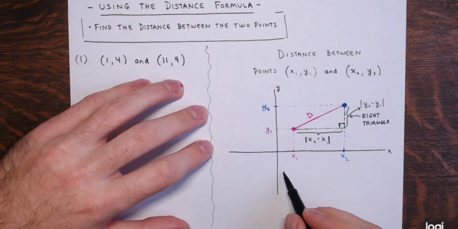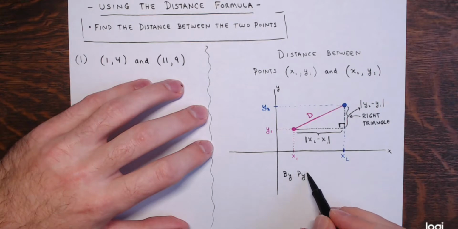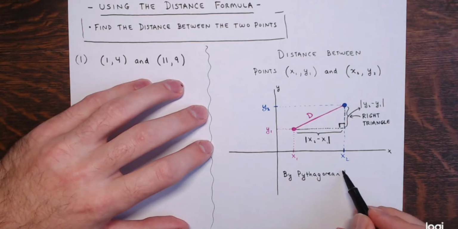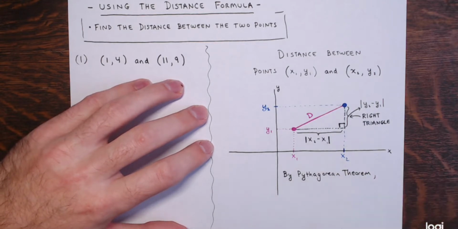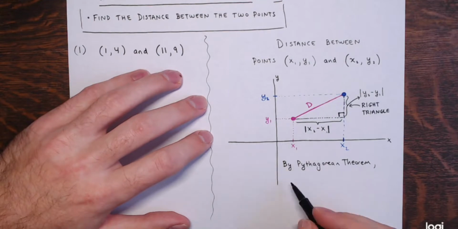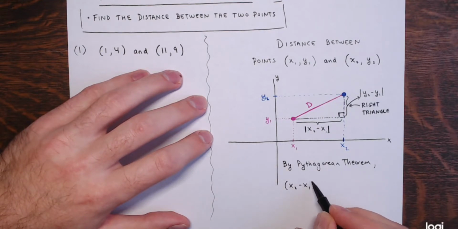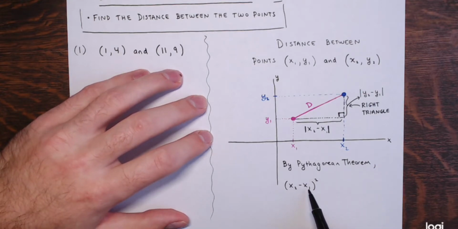Since this is a right triangle, by the Pythagorean theorem, right? The Pythagorean theorem is something that only holds true for right triangles. The one leg squared, right? So x2 minus x1 squared, and notice I'm not putting absolute value symbols around them anymore, because when you square a real number, it ends up being positive anyway.